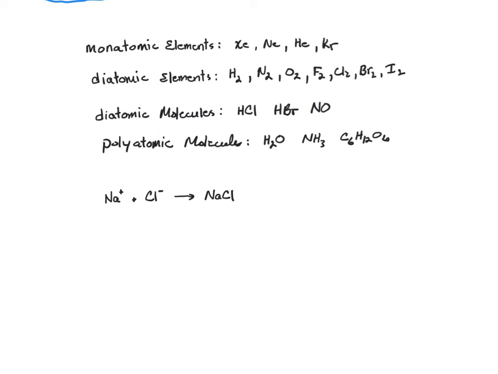So we say that the sodium in this case, because it has a positive charge, is a cation. The chloride we call an anion because it has a negative charge. Both of these things are types of ions. And the compound that's produced is an ionic compound.